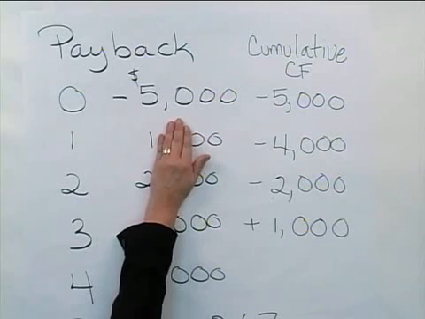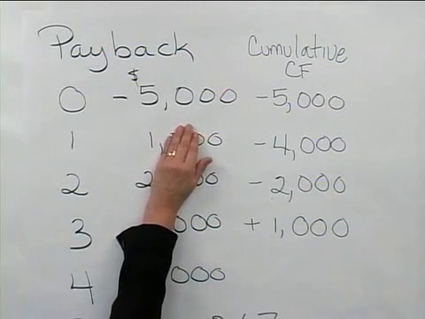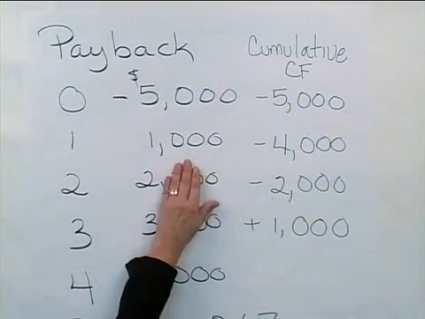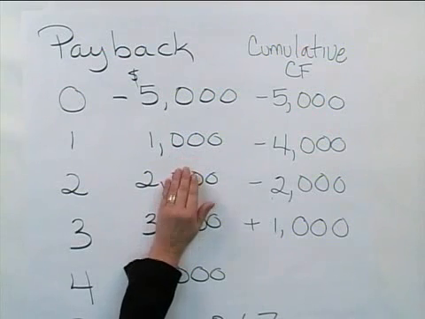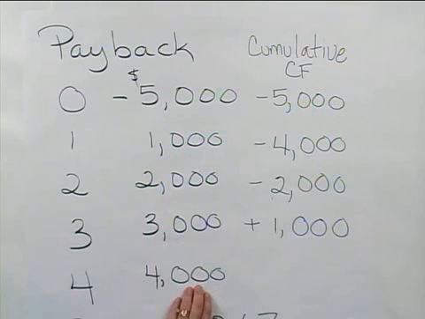So let's take a project where you pay $5,000 in order to do the project. So you have a year 0 outflow of $5,000. Then in year 1, you get $1,000. In year 2, $2,000. In year 3, $3,000. And in year 4, $4,000. Let's look at the cumulative cash flow.